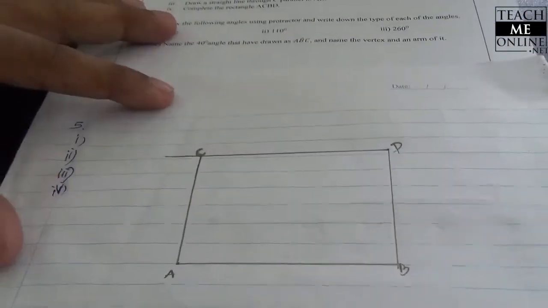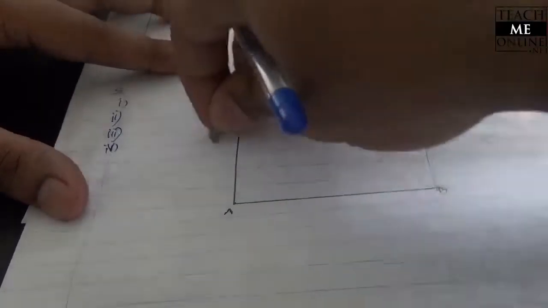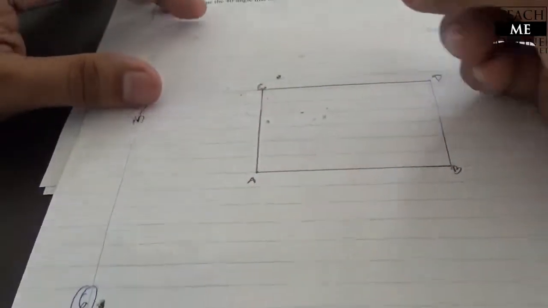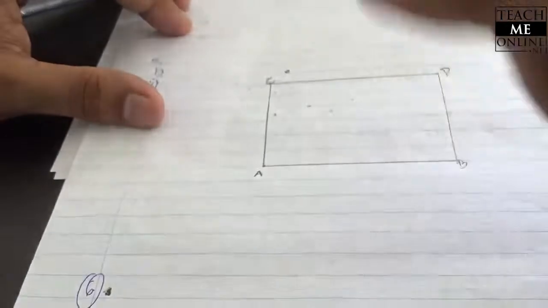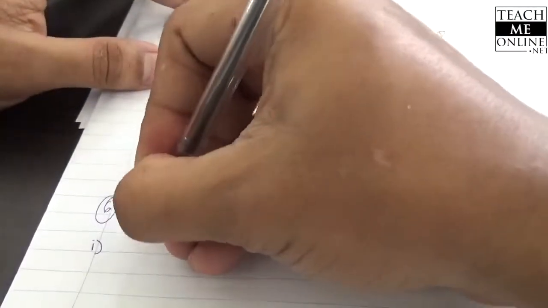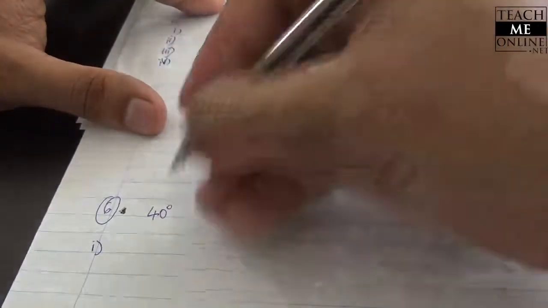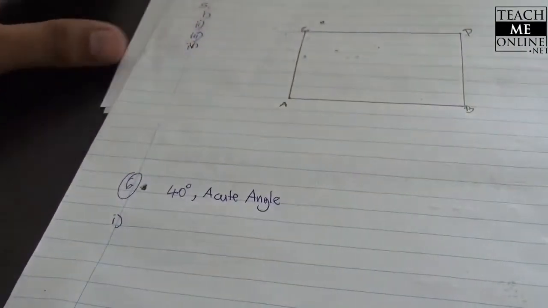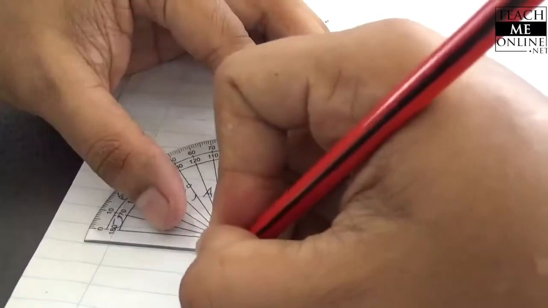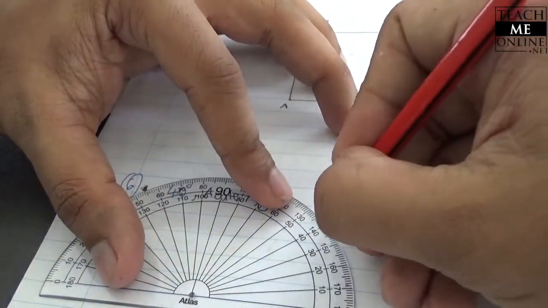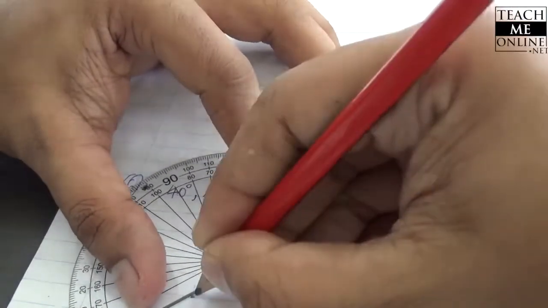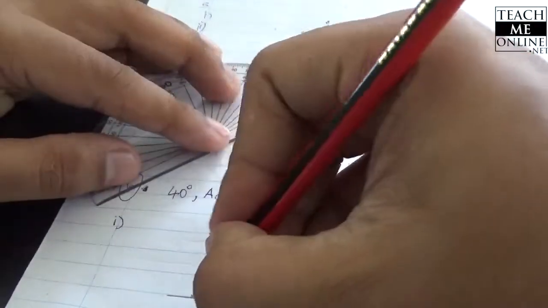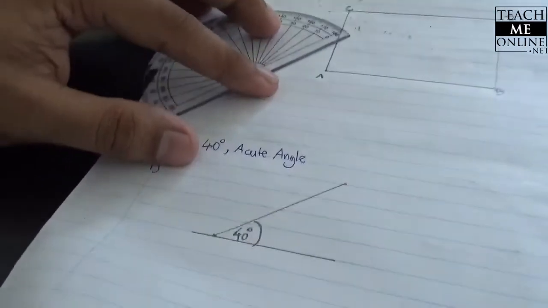Question number 6. Draw the following angles using a protractor and write down the type of each of the angles. 40 degree angle. Now we know if it is less than 90 degrees, this is an acute angle. Take your protractor. Measure 40 degrees. And mark it. Right, so that's 40 degrees.